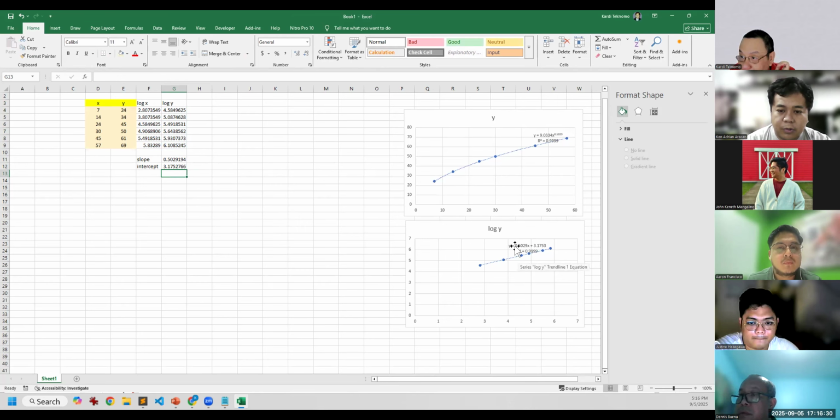You will see here this is 0.9529, which is exactly what is in the drawing also. The same thing with the intercept, 3.1753, and this is 527. This is exactly the same, just different in rounding off. Until here you can follow.